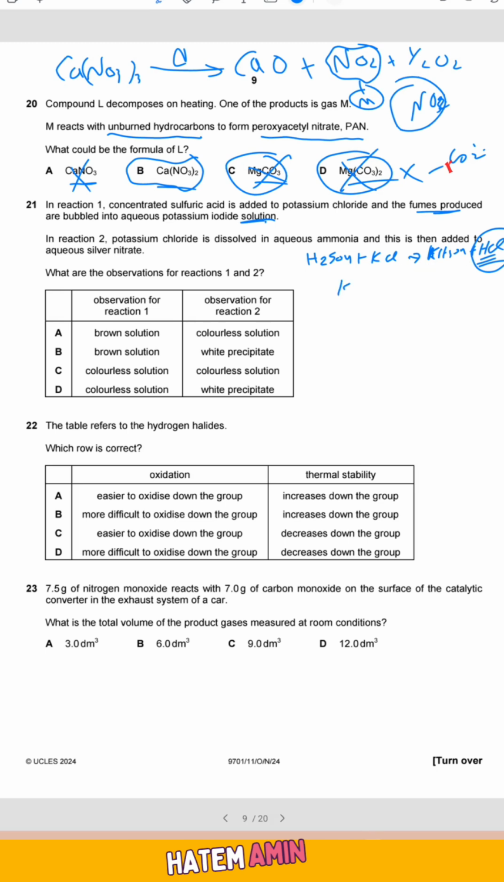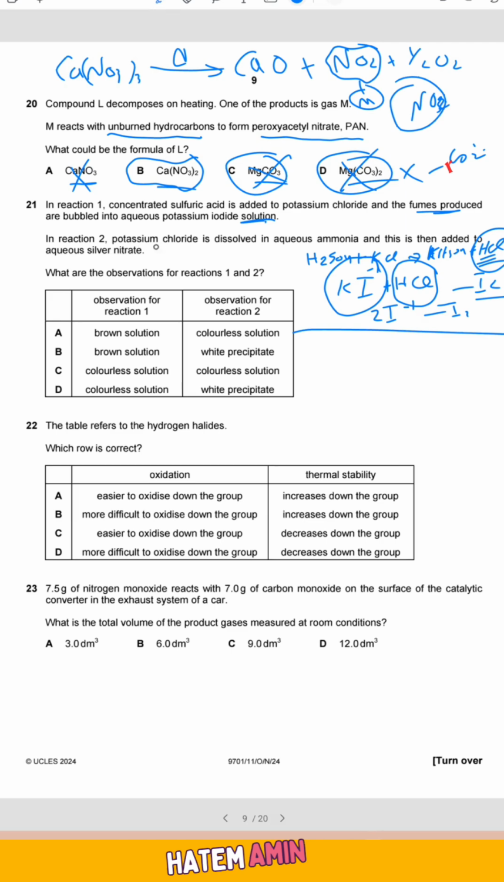HCl with potassium iodide. Under this condition, this is not a redox reaction, as HCl is not a good oxidizing agent to oxidize I-1 to I2 to give us a brown color. So HCl is not a strong oxidizing agent for potassium iodide under this condition. We don't have any change in color, as HCl is colorless and cannot oxidize iodide from -1 to 0. So here we are not talking about any change in color. This is the first reaction.